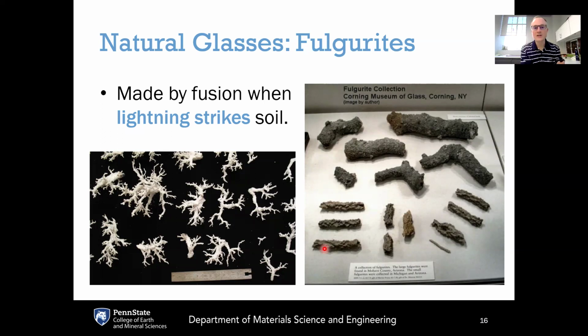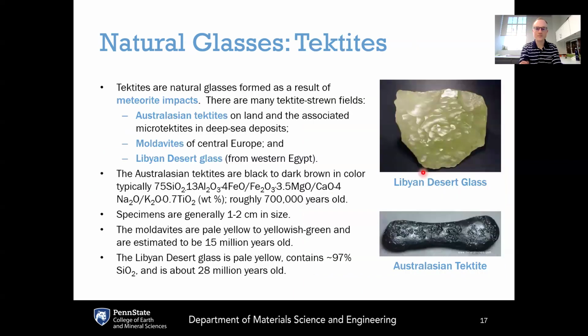Another type of natural glass is the fulgurite. Fulgurites are made when lightning strikes the soil. So when lightning strikes the soil, it can locally melt some materials that get quenched into the glassy state. These are some examples of fulgurites that are available right here at Penn State in our Museum of the College of Earth and Mineral Sciences. So be sure to head over to the museum if you're on campus here and check out some of these fulgurites. You can also find a nice exhibit of these at the Corning Museum of Glass in Corning, New York.